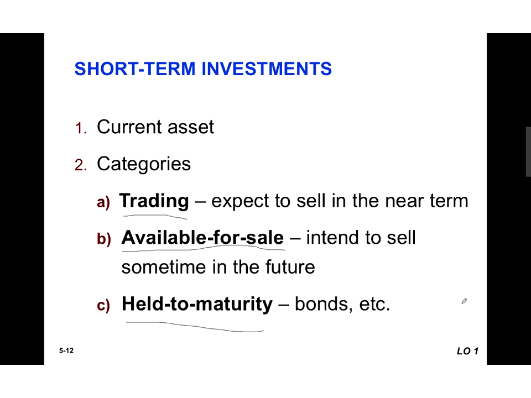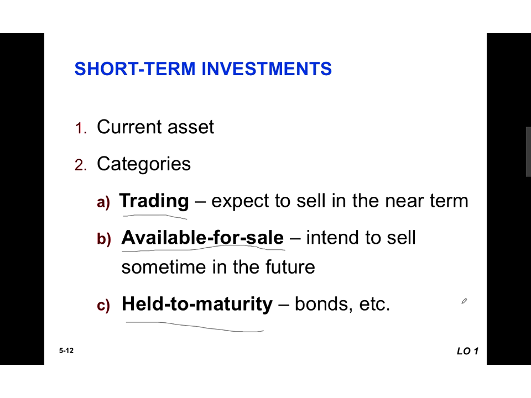The next category is available for sale. And this is where we make an investment and we don't have an intention to sell it really fast, so we'll call it available for sale. But we could sell it if the time is right or if we need the money or something, but we don't have this intention to sell it immediately. So that's available for sale.